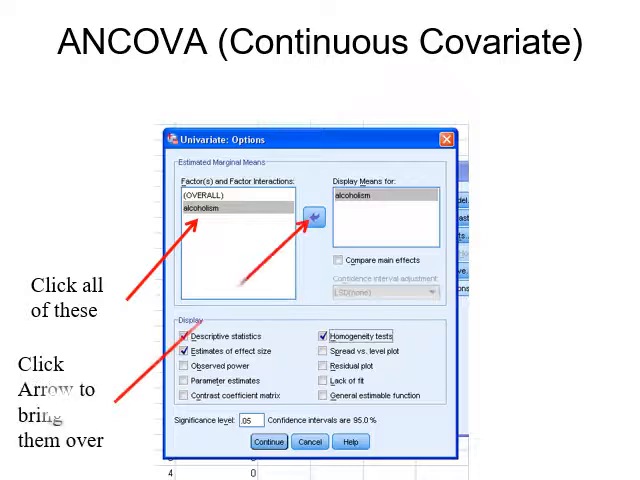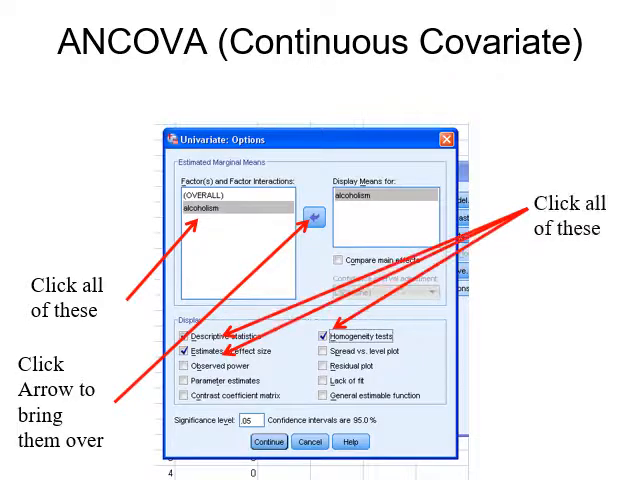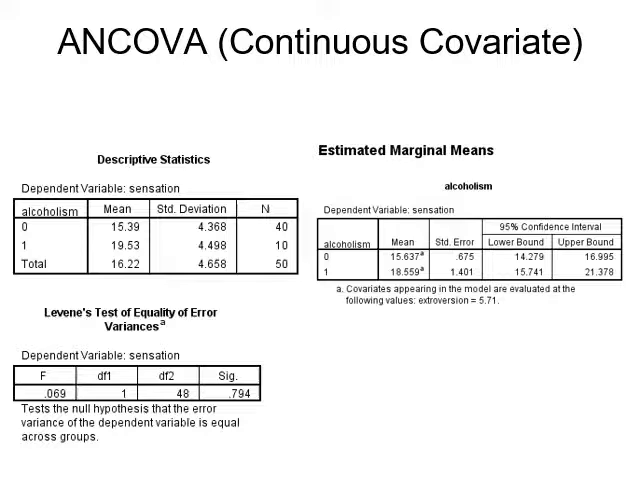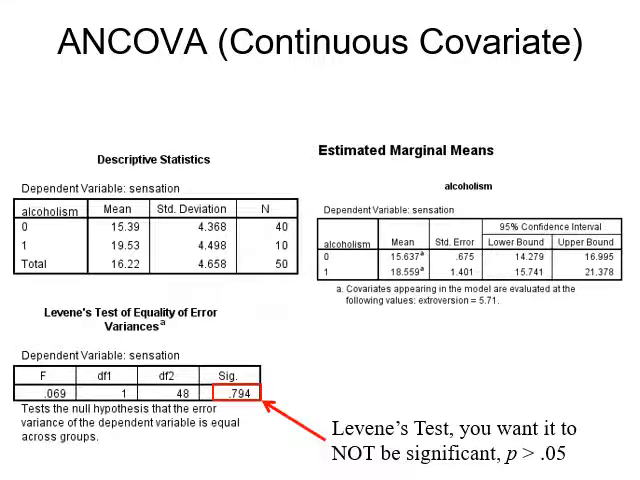Again, we're going to click options. We're going to select all of these. We're going to bring them over. We're going to, once again, click descriptive statistics, the estimate of effect size, homogeneity test. Once again, we're going to click continue. And again, we're going to get information. We want that Levene's test again to be insignificant.